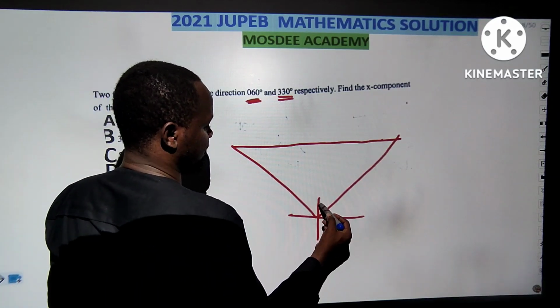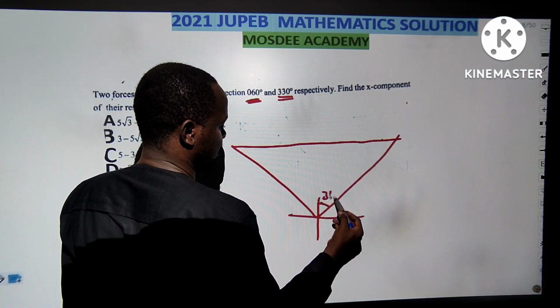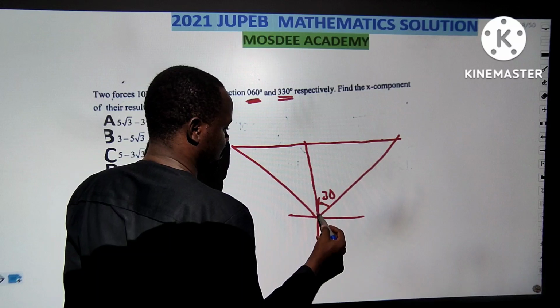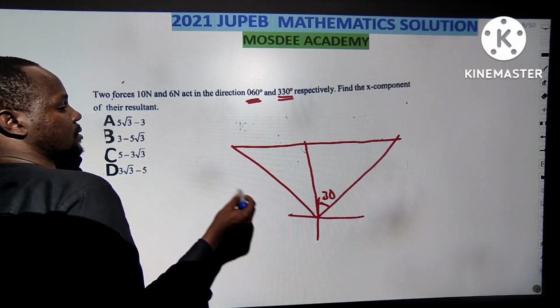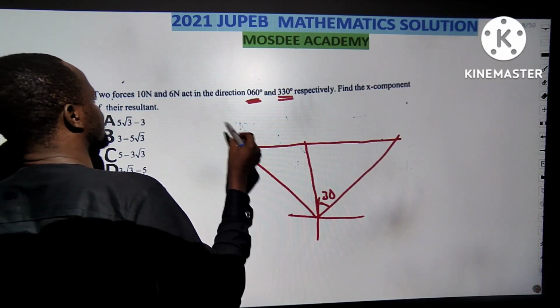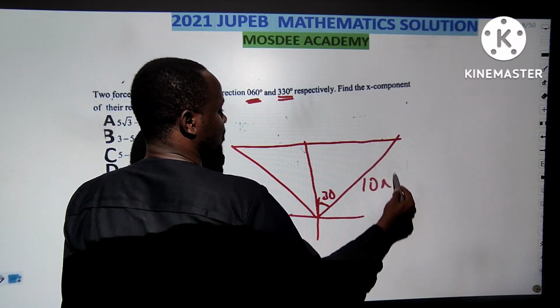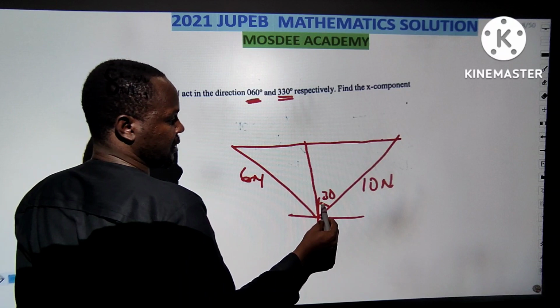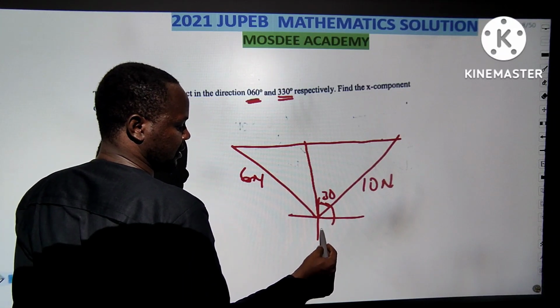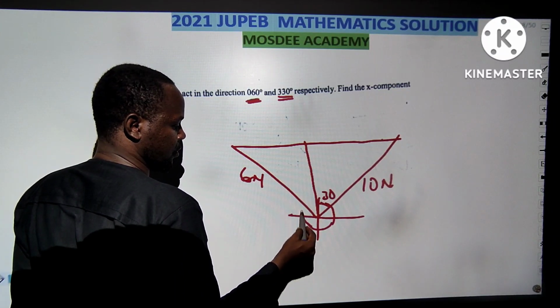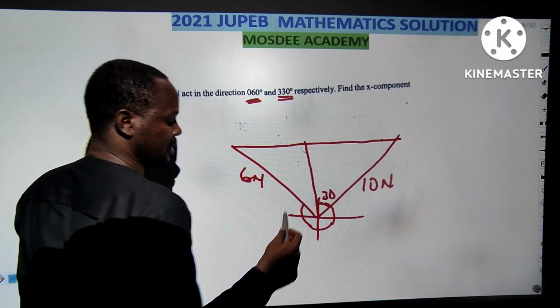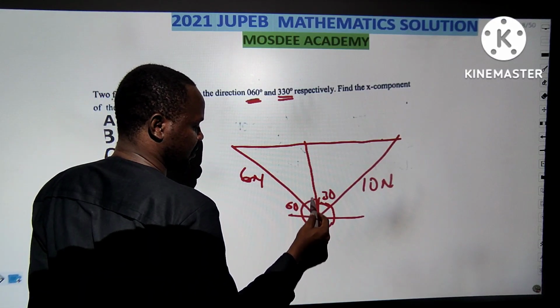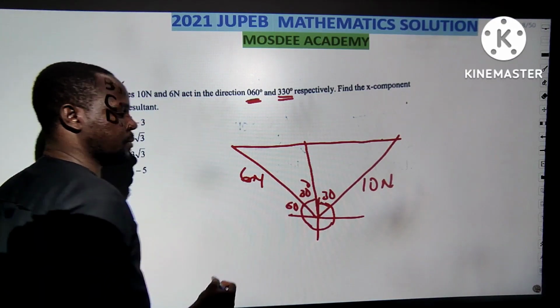So basically, this is 30. This is the angle. The one that has 30 is 10 Newton force, and the one that has 330 is 6 Newton force. And the angle of 330 is also 90, 180, 270. You are going to 330. 270 minus 330 is 60. The remaining section stays at 30. So both of them are 30.